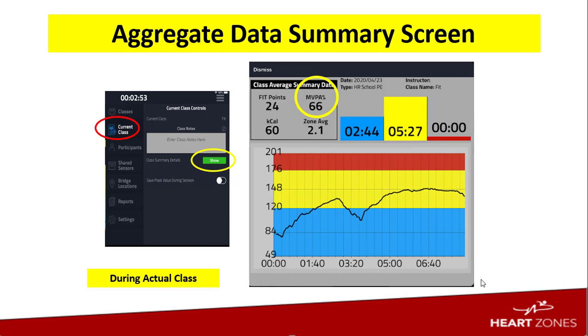How would I accumulate that data? In the Heart Zones Move system, during your class, you can look at the aggregate data of your students as they participate in your class. So if 30 of them are in here, okay, this is a short class, but if 30 of them are in here and I'm looking at this data, I can see the raise.